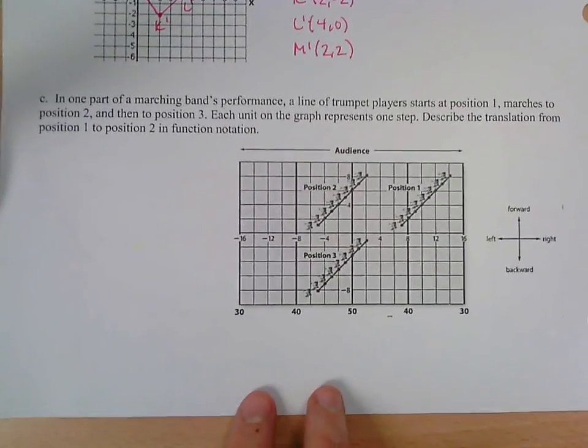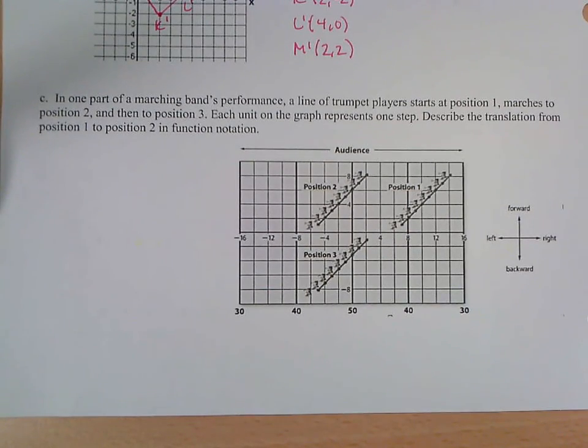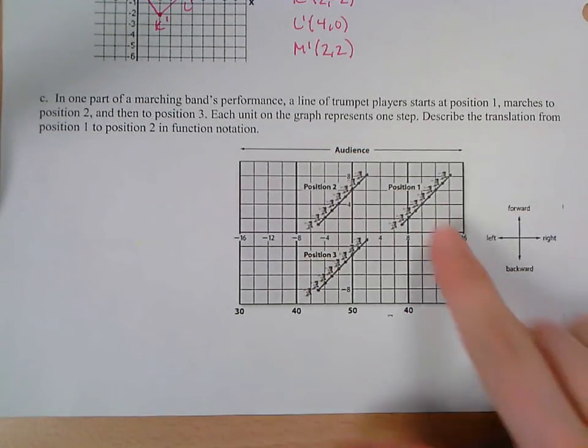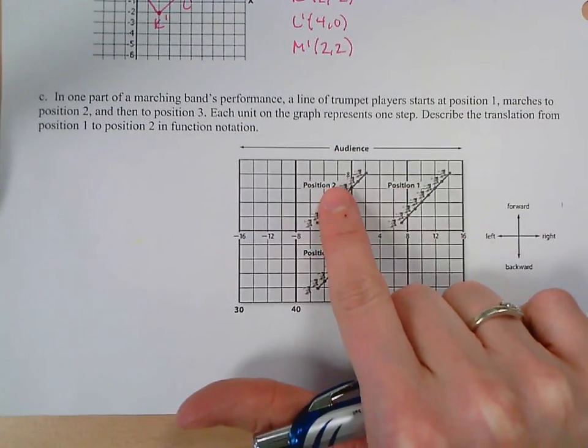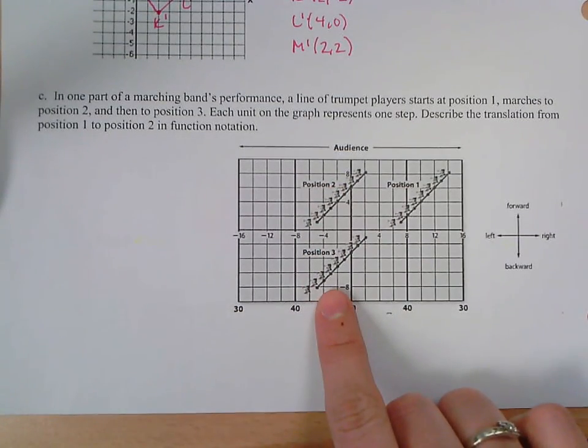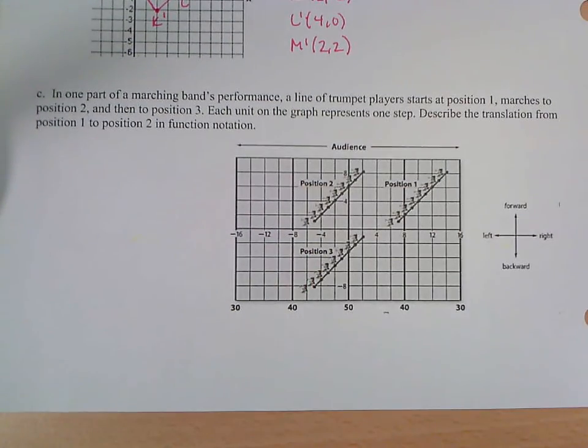Any questions on that? Some of you I know also answered C, so here make sure you have it right. So C says, in one part of a marching band's performance, a line of trumpet players starts at position 1, which is here, marches to position 2, and then to position 3. Each unit on the graph represents one step.